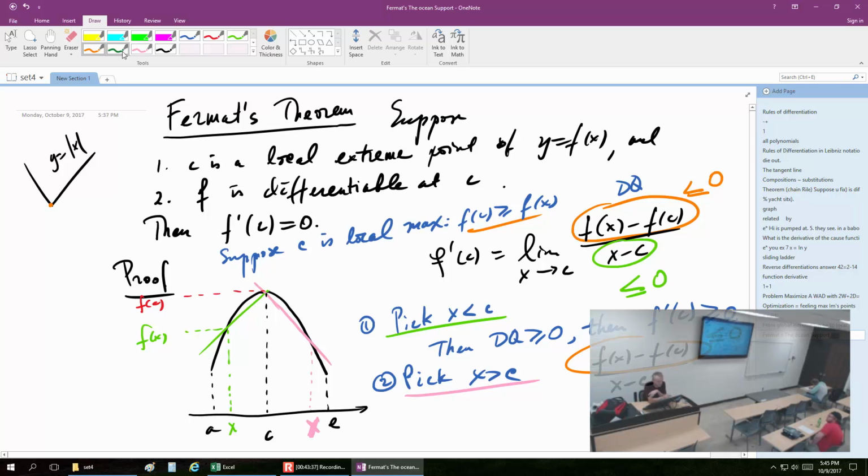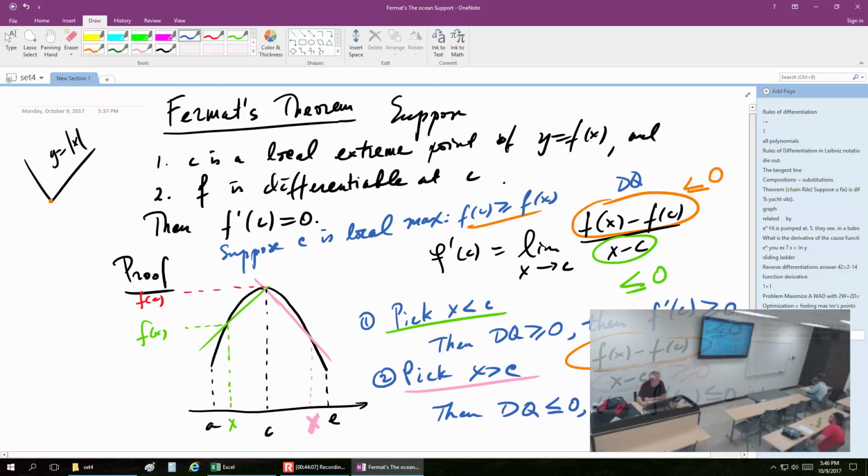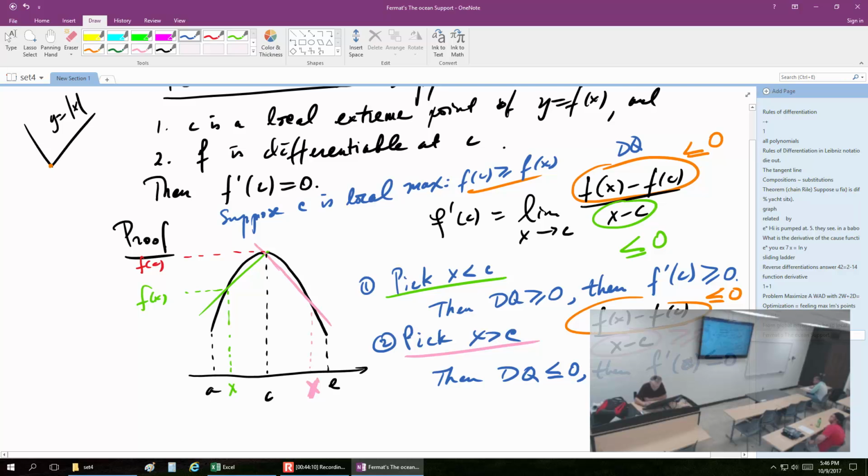What about the denominator? x minus c, where x is larger than c, is greater than or equal to 0. So what happens to the whole difference quotient? It will be negative or 0, so less than or equal to 0. And then once again we take the limit and we conclude that the derivative of f at c has got to be less than or equal to 0.